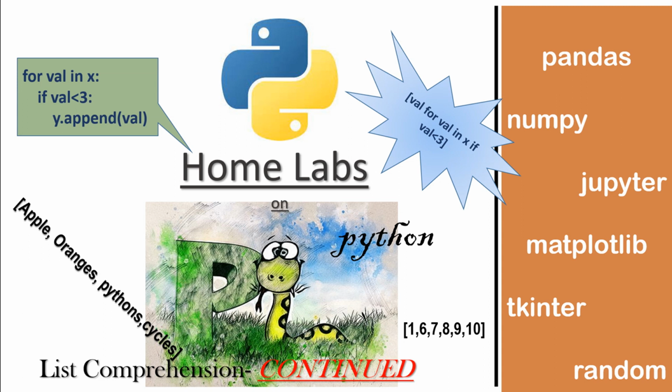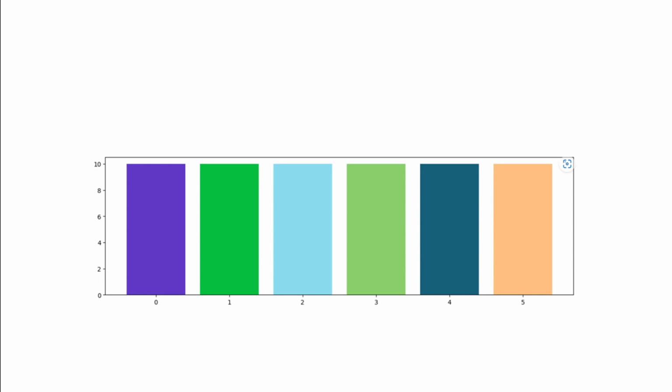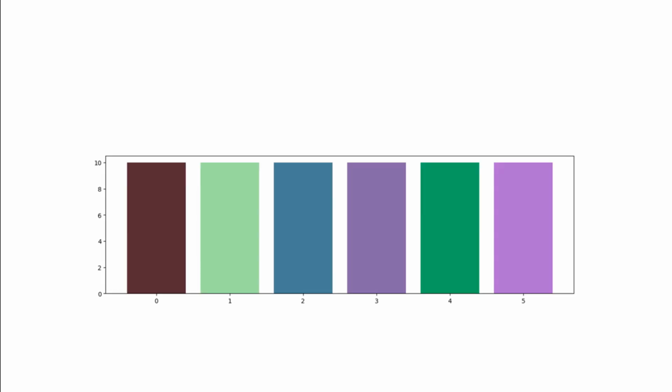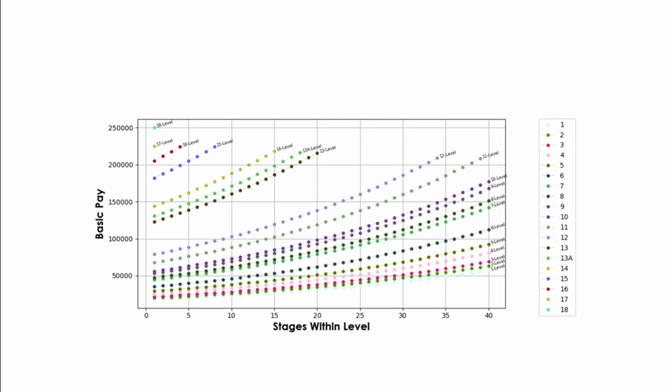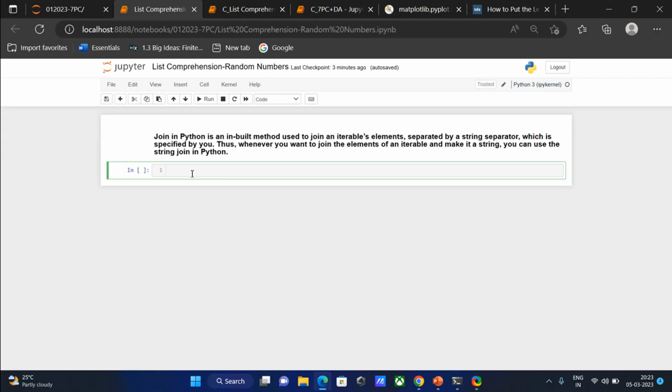And this time we will be generating a random color palette which changes its colors like a chameleon each time we run the code. And you can use this to generate cool visualizations like this one from a video on India's 7th Pay Commission levels. So let's get started. We import random.